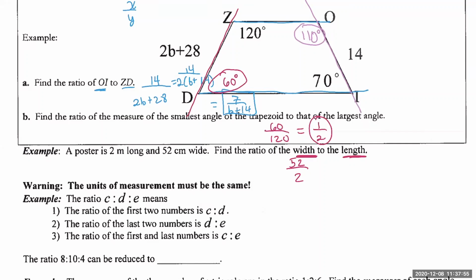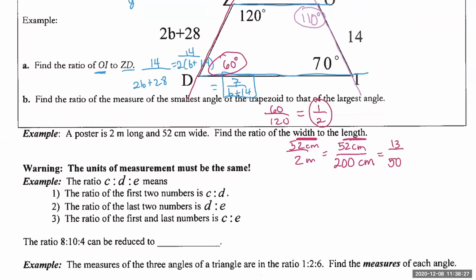But if you notice, kind of tricky, the top is centimeters and the bottom is meters. So I can't possibly compare the magnitude of those two unless they're in the same units of measure. So what we're going to do is convert my meters into centimeters. So 52 centimeters to 2 times 100 would be 200 centimeters. And then if I reduce that, they're both reducible by 4. So 13 over 50. Okay, so the comparison would be 13 to 50.